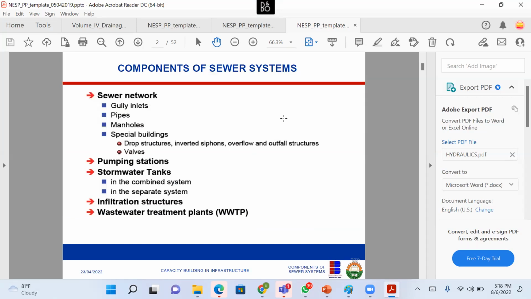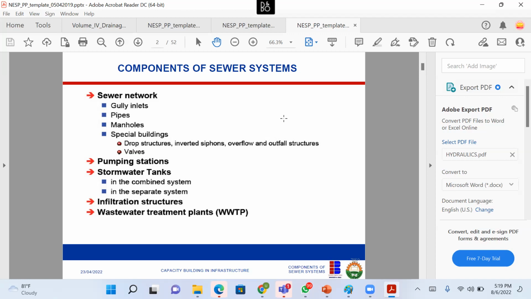Now, general components of a sewer system for the hydraulics. For the sewer network, we have what we call gully inlets, we have the pipes, we have the manholes, we have the special buildings. The special buildings can be in terms of the drop structures, the inverted siphons, the overflow, and outfall structures. Outfall is where the stormwater enters the stream. It's usually designed in a special way. Sometimes riprap, sometimes it's the biggest hole you can see. Then you also have valves. Then you have the pumping station, which you usually have at the treatment plants. In most sewer and stormwater design, flow is by gravity, except in exceptional cases, which is rare anyway.